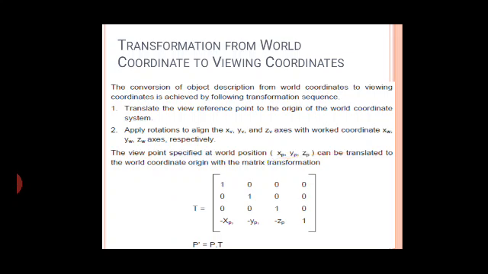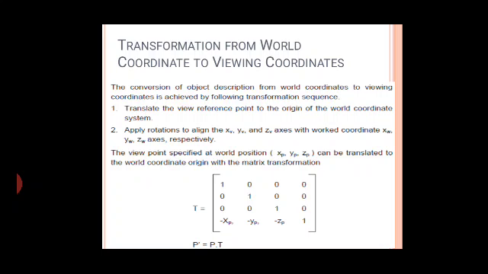Now this transformation basically consists of two major steps. The first one is translation and the second one is rotation. In the first translation step, the view reference point of a viewport has to be transferred to the origin of the world coordinate. Assume that your view reference point is xv, yv, zv. Then we need to transfer this view reference point to the origin of the world coordinate system, and this transformation can be done with the help of this transformation matrix.